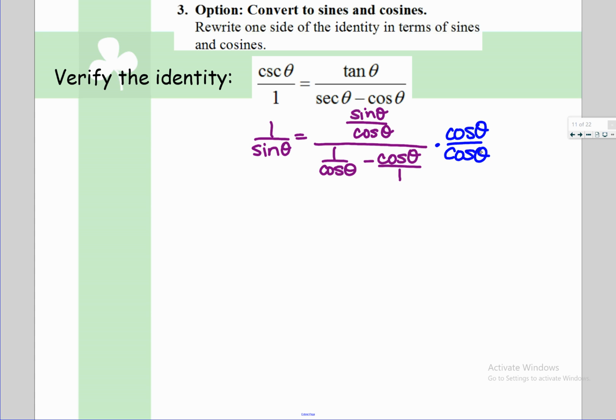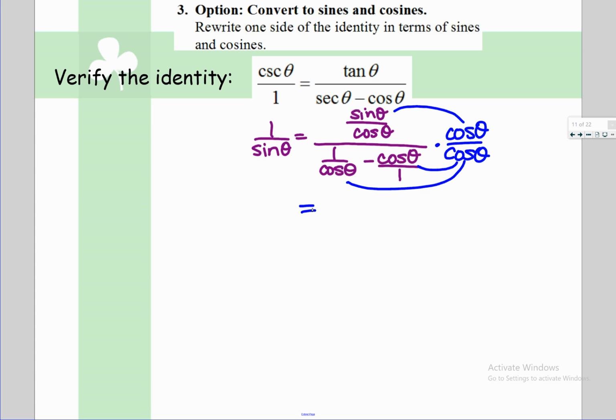Now, you can do it like this, multiply a whole side by something over itself, or if you just have an individual fraction that you want to change the denominator, you could multiply by something over itself. It's just getting a common denominator. All right, so that first cosine is going to get multiplied into the numerator. The second one's going to get multiplied into my denominator.